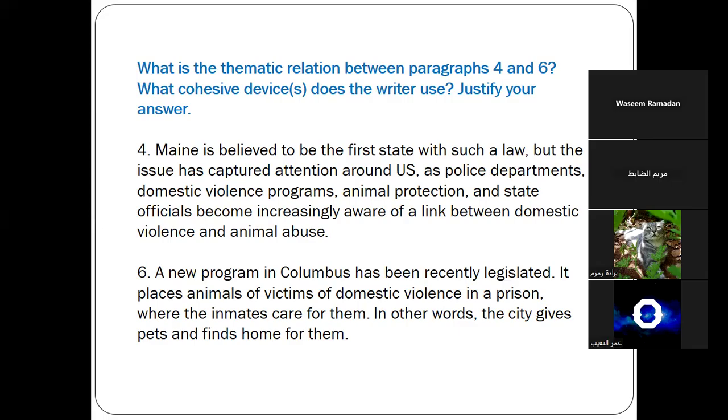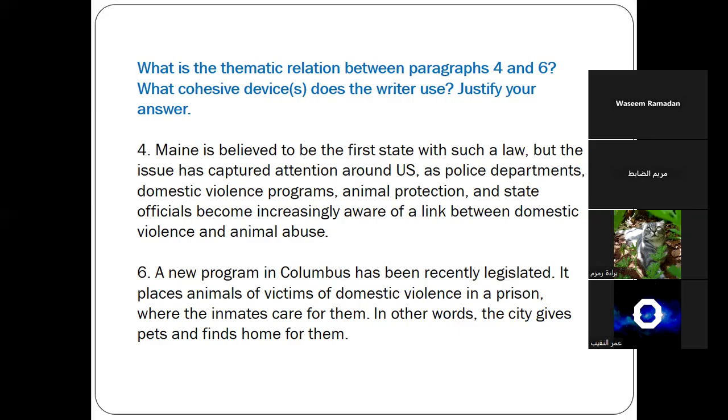What is the keyword in paragraph 4? What is it talking about? Programs. About the animal protection. Animals. What else? Domestic violence. Excellent. So in both paragraphs, the writer uses an indirect cohesive device by repeating the keywords domestic violence, pets, etc. Fine? Okay, this is the cohesion.